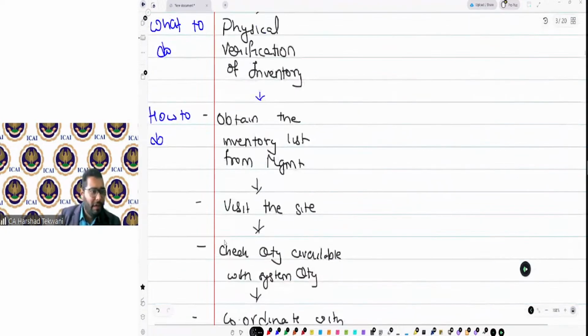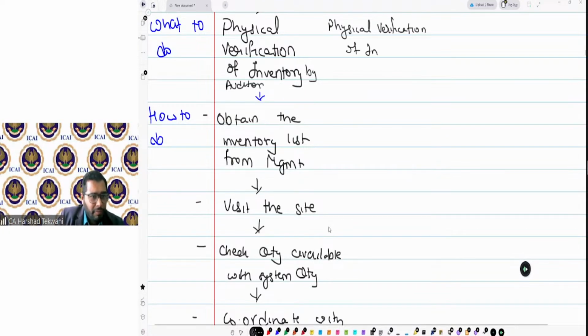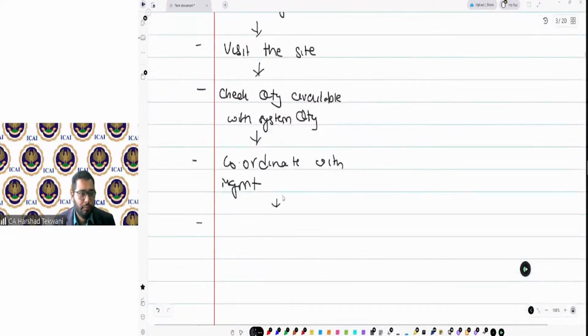Let me create one bifurcation here. This is the physical verification by auditor. Then I have a physical verification of inventory by management. As of now, we are not discussing the management part. We are just discussing the auditor's part. Coordinate with the management. What else?